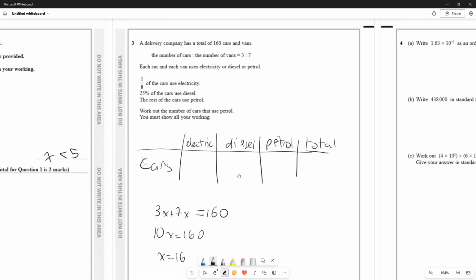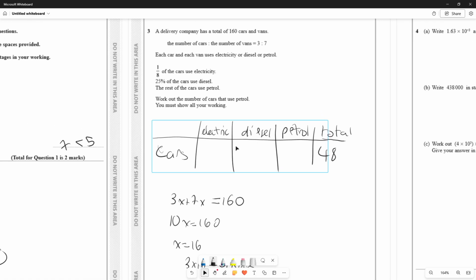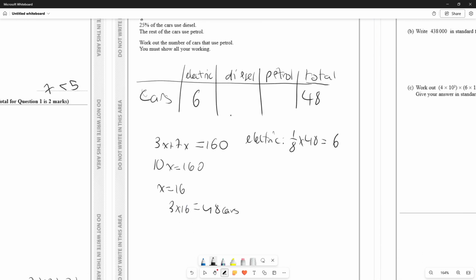Now we can multiply 3 times 16, which is equal to 48. And that would be 48 cars. So now we can put total cars equals 48. Going back to the question, 1/8 of the cars use electricity. So if we write electric, 1/8 times 48 is just 48 divided by 8, which is 6. So 6 cars are electric. 25% of the cars use diesel.